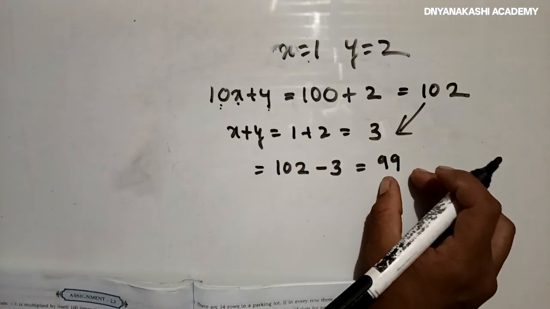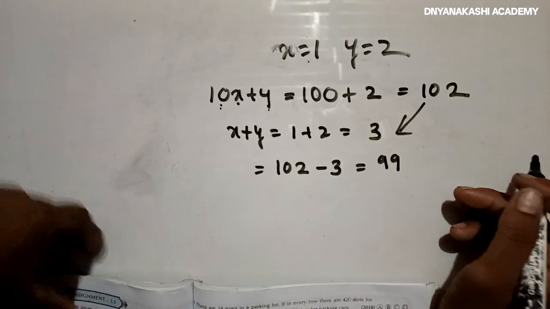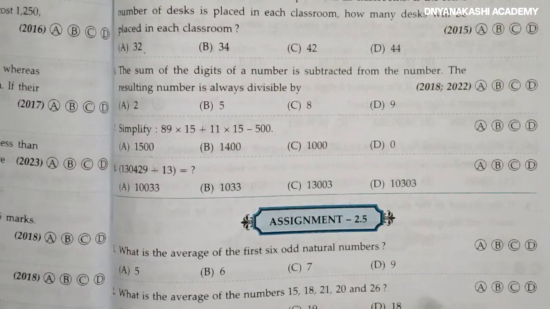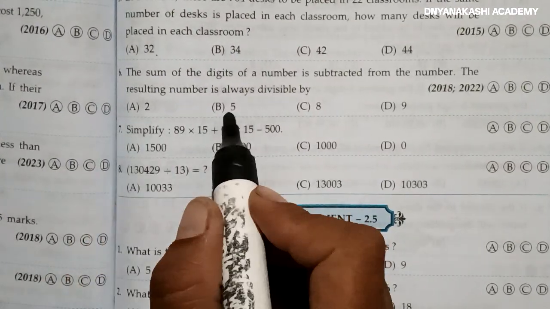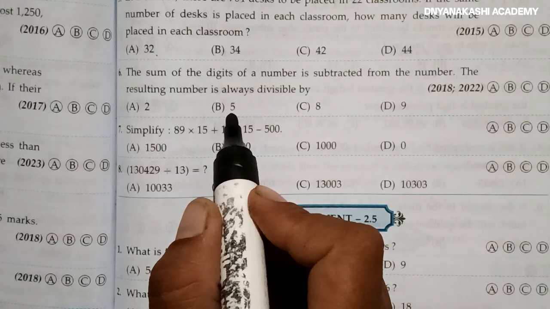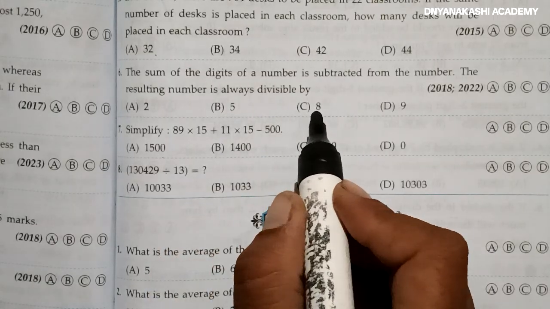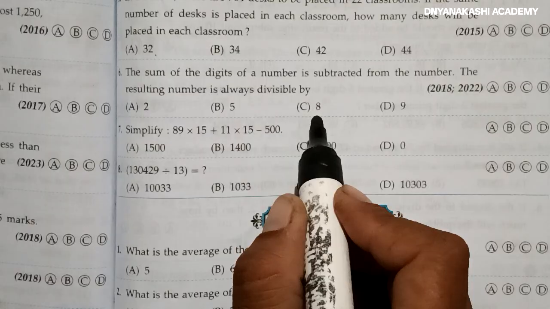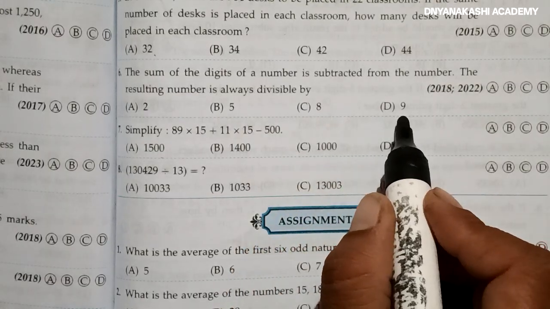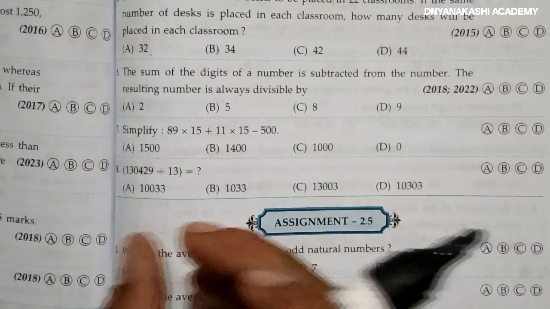This number is a multiple of which number? Is 99 divisible by 2? No. Is 99 divisible by 5? No. Is 99 divisible by 9? Yes. And is 99 divisible by 8? This is also no. What is the correct answer here? 9. Okay.